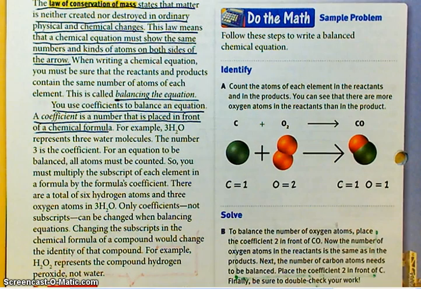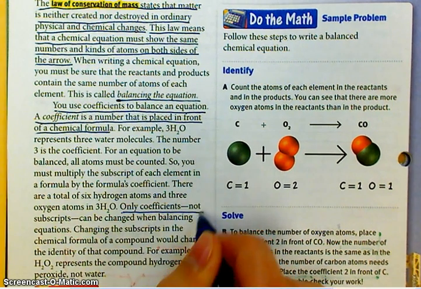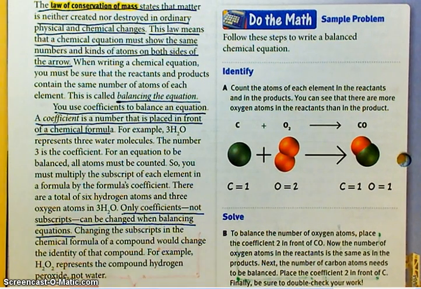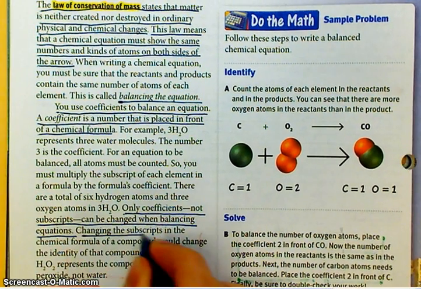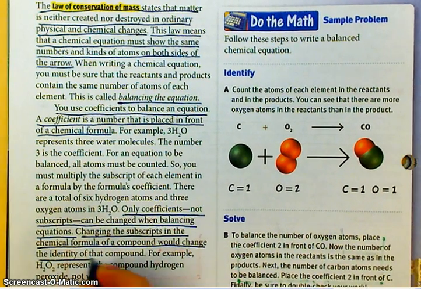So, for example, 3H2O represents 3 water molecules because 3 is the coefficient. Okay? Please understand that only coefficients, never subscripts, can be changed when balancing chemical equations, because if you change a subscript, then what you've done is you've changed the chemical formula and it's no longer the same compound.